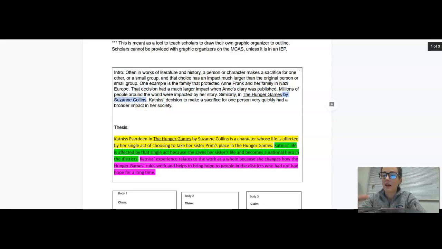And I'm actually going to take out the title here because this is not my thesis statement. So I do need to make sure that I include both the title and the author in my thesis statement, but I don't have to do it again up above. That feels a little repetitive. So I just took that part out. So now I have my introduction.